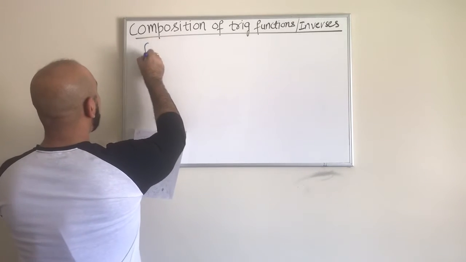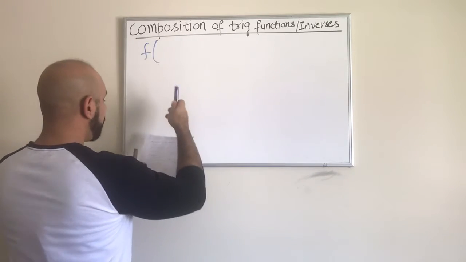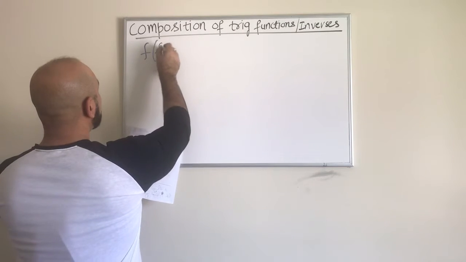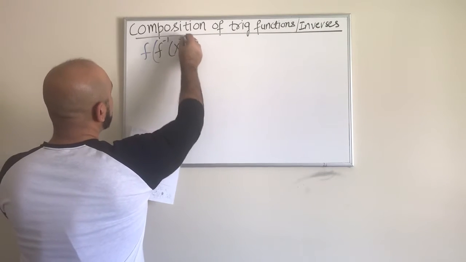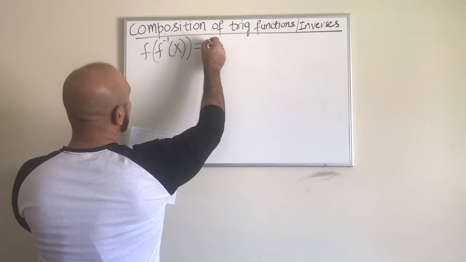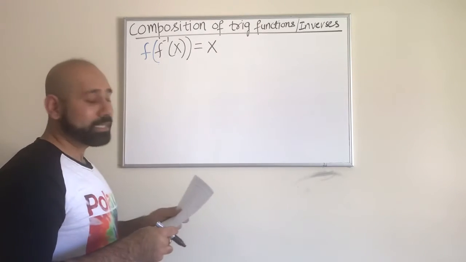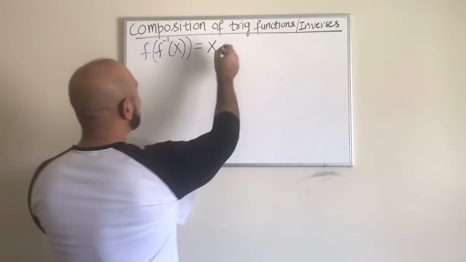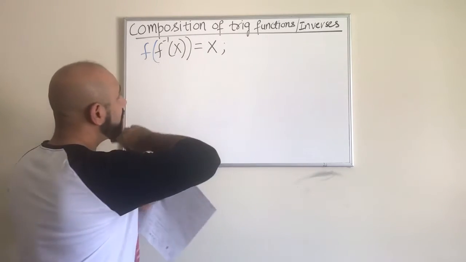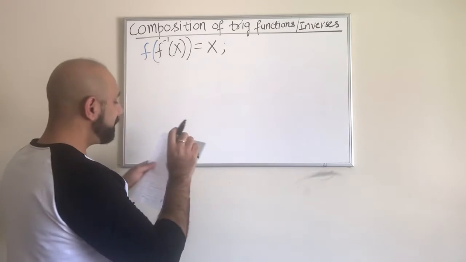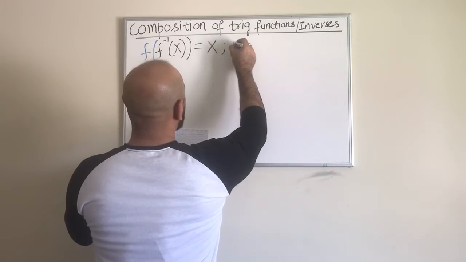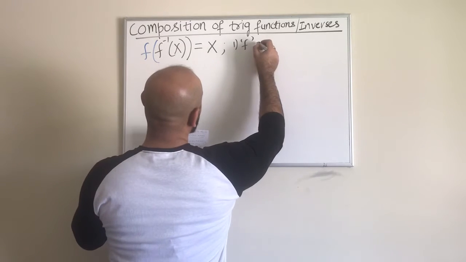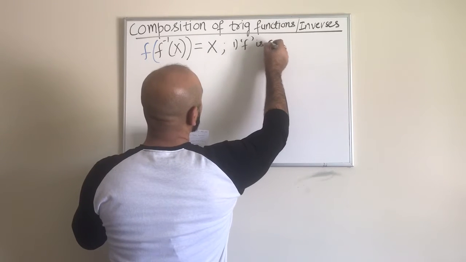If I have f of f inverse of x, so if I compose these two functions, the output that I get is just a simple x. But we have to be a little careful here, because it does not work out for all cases. There are a few conditions. First of all, f has to be a function.